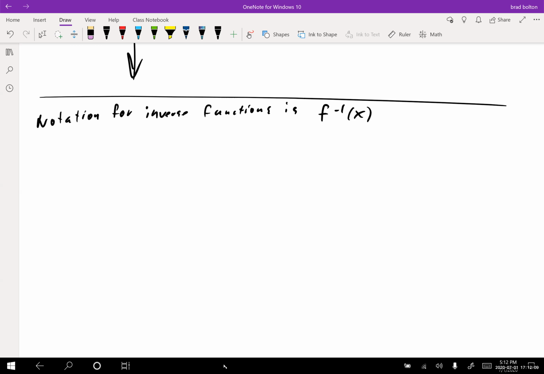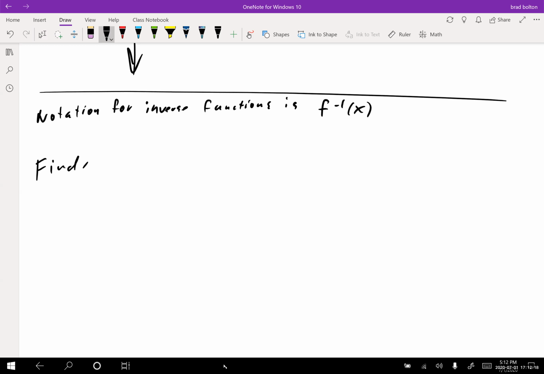So let me look at the next part of this. I think the big thing for us will be finding the inverse, okay? So finding the inverse is a big thing that we'll talk about, all right?